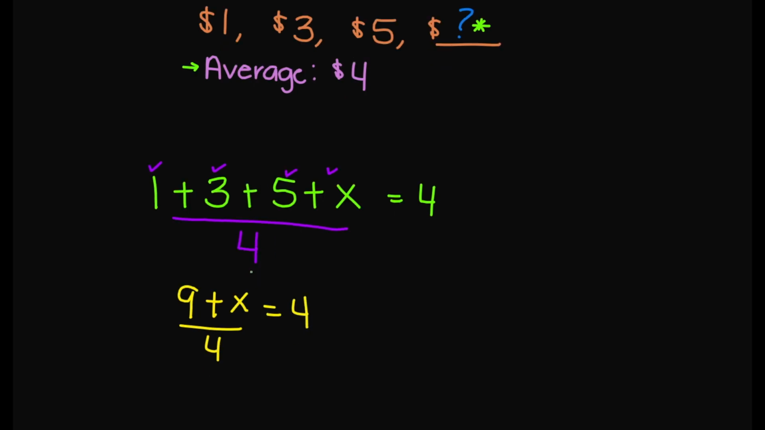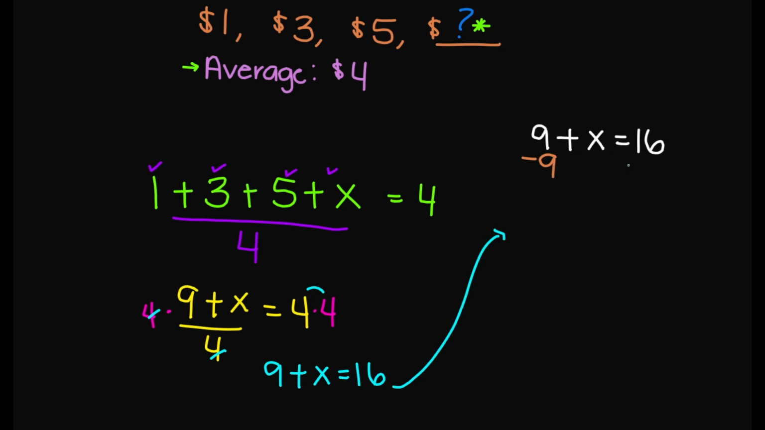So now we're going to continue solving for x. To solve for x, I'm going to multiply both sides here by the number 4. My 4's here are going to cancel out. So on my left side, you have 9 plus x equals 4 times 4. This is going to equal 16.